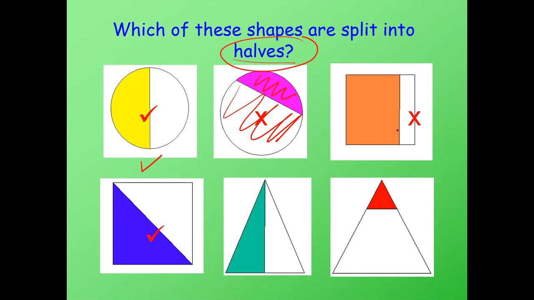Here, yes, because he divides this square into two equal parts, two triangles. So yes, it represents a half. Here, yes, also, because these two parts are equal, of the same size. Here, no, it's not a half because this part is smaller than this one.